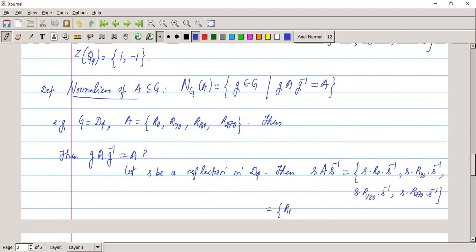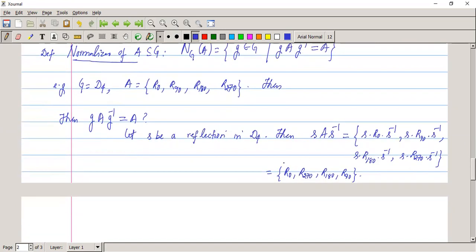Then it can clearly be seen that the first is equal to R0, and the second will be equal to R270, and this can be done from direct computations. Whatever this S is, S R90 S inverse will be equal to R270, and this will be equal to R180, and this will be equal to R90. So this is the set A.